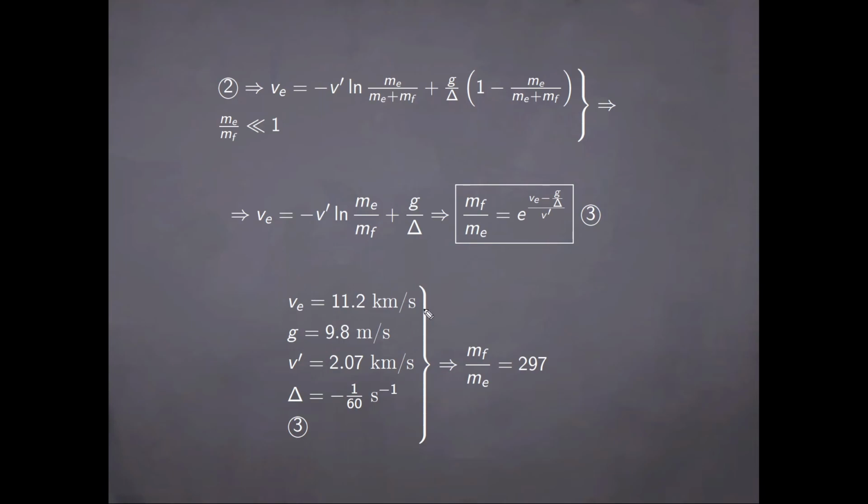Now I just need the numerical values of all of the involved parameters, and it turns out immediately that the ratio of fuel to the empty rocket is indeed almost 300. In particular, it is equal to 297.